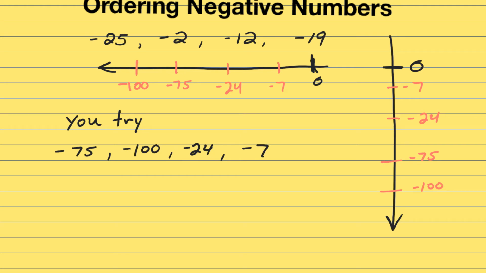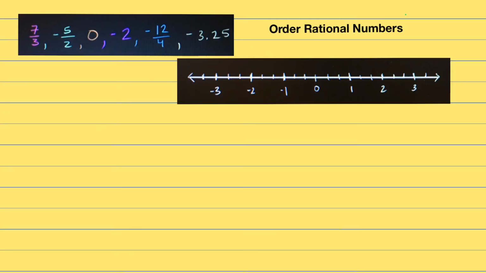So what I did is probably what you did. I did it on the horizontal. The farthest away from 0, in this case negative 100, is the smallest, followed by negative 75, negative 24, negative 7. If you're talking about temperatures, negative 100 is farther away from 0, or below 0. Negative 75 comes next, then negative 24, then negative 7. I hope this helps a little bit.